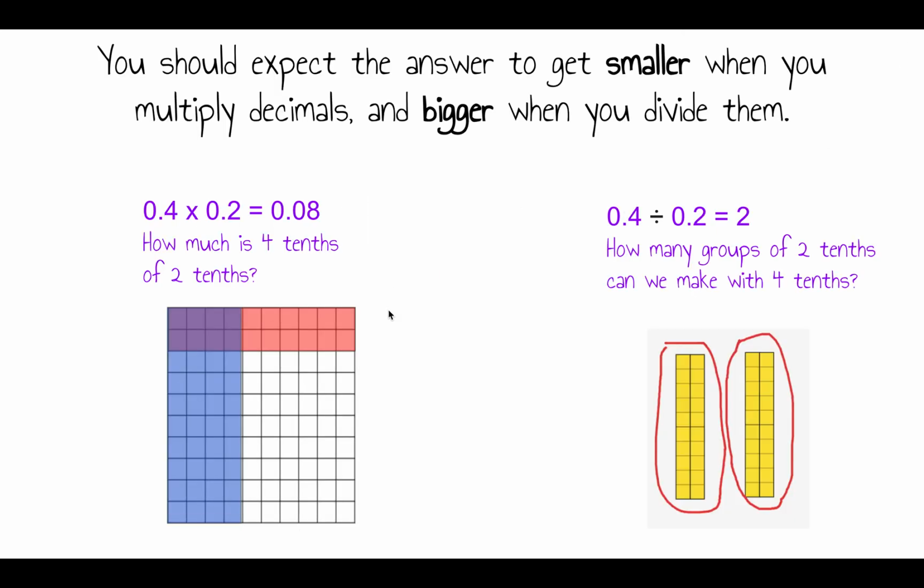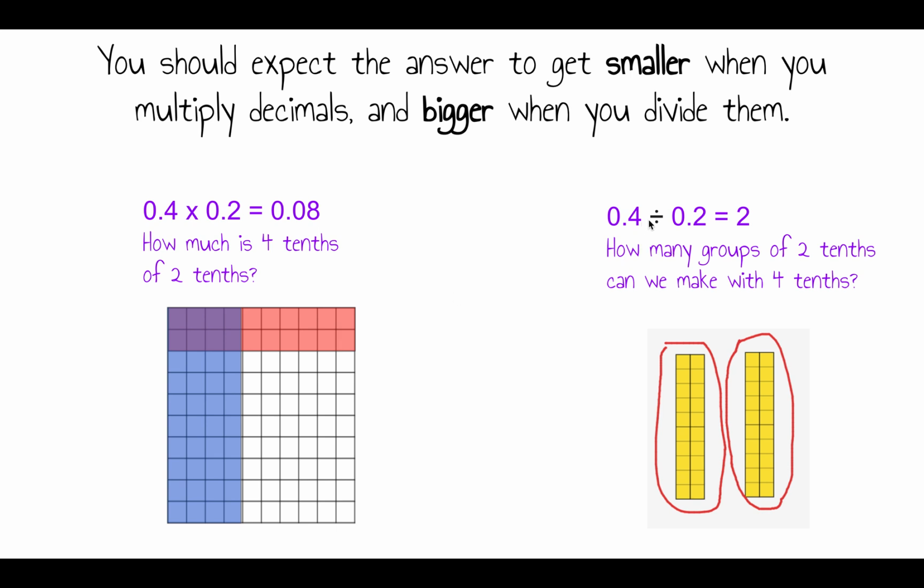Decimals are a little weird to get your head around because when we multiply, the answer actually gets smaller. Like when we did 4/10 times 2/10, our answer was 8/100. We were asking ourselves, how much is 4/10 of 2/10? Or you could think of it as, how much is 4/10 of this pink space right here?